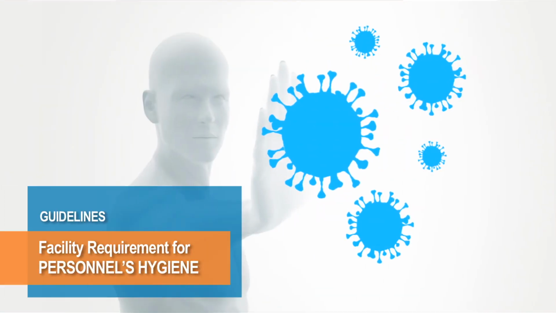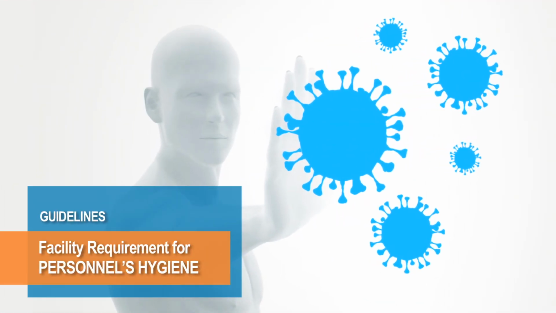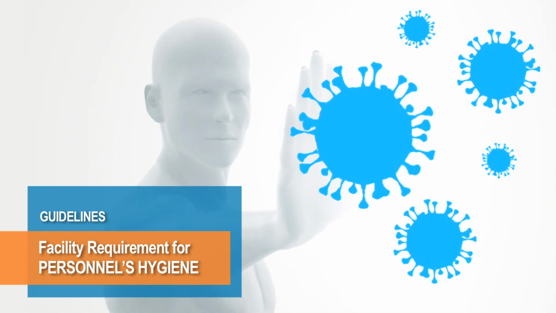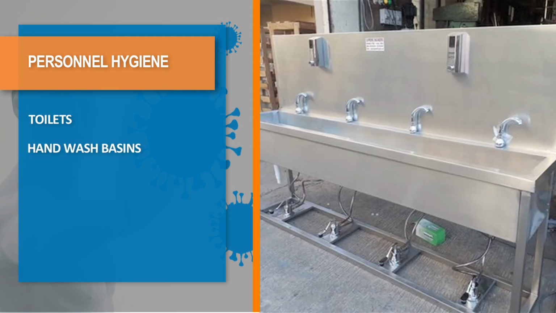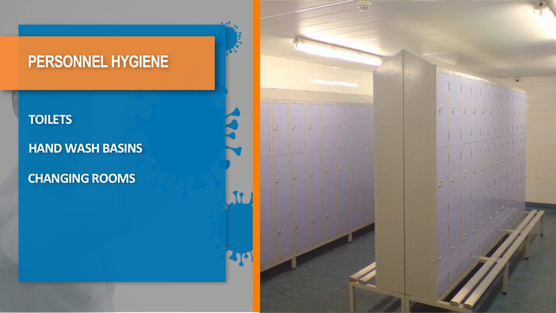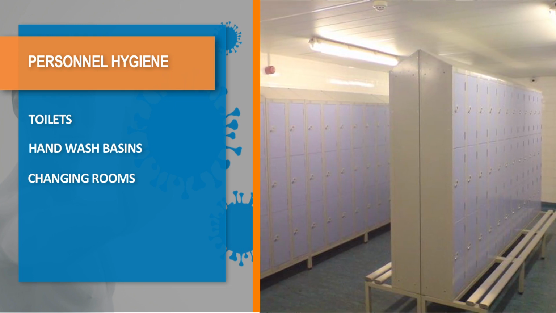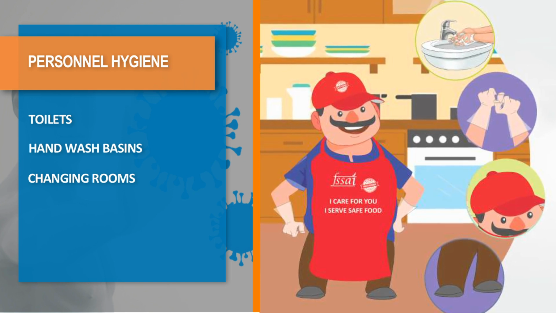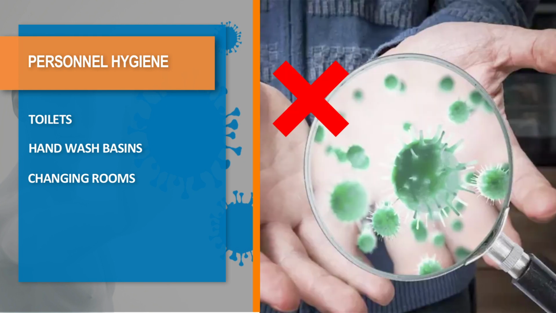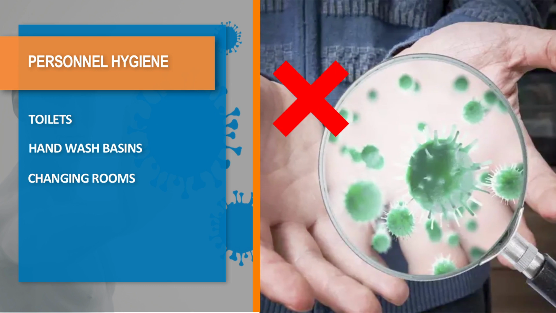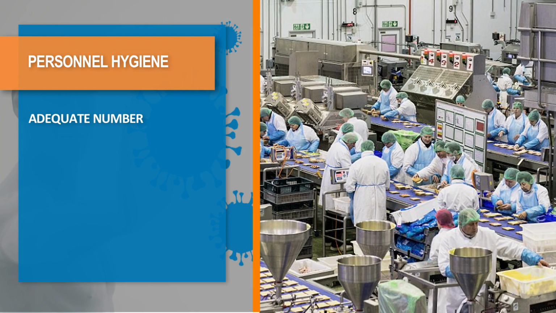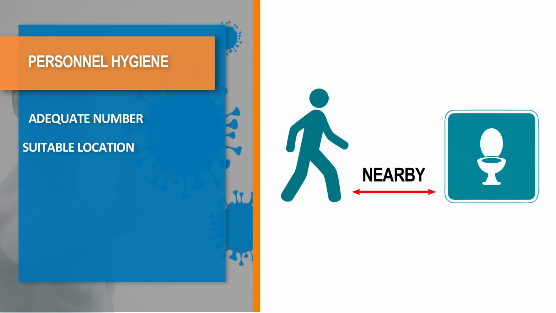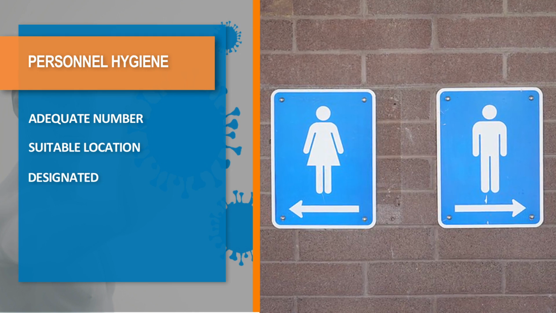This video will cover the facility requirement for maintaining personnel's hygiene. Personnel hygiene facilities such as toilets, hand wash basins, changing rooms, etc. should be available to ensure that an appropriate degree of personal hygiene can be maintained to avoid contamination of food. The number of such facilities shall be in proportion to the personnel strength of the organization. For the ease of usage, they shall be suitably located and designated.